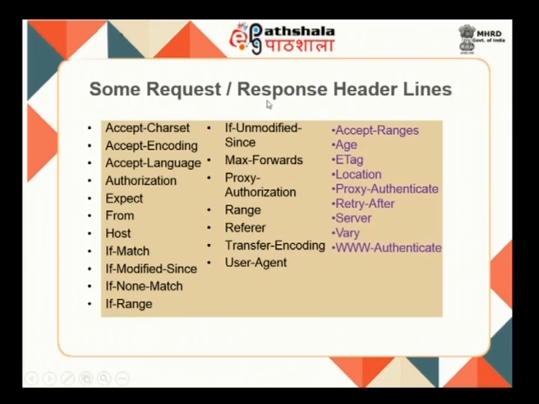So, we saw that there are many header lines in both the request and the response, right. There is a lot of information that can be specified as part of these request and response headers. So, we have things like accept character set, accept encoding, accept language. Many of these you can see are self-explanatory. It tells you which kind of character set will be accepted, what kind of encoding will be accepted, what language will be accepted for the request and so on. Authorization can be specified from the host from which you are expecting this information.